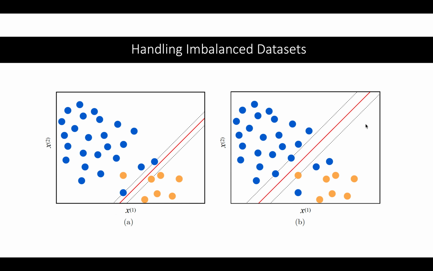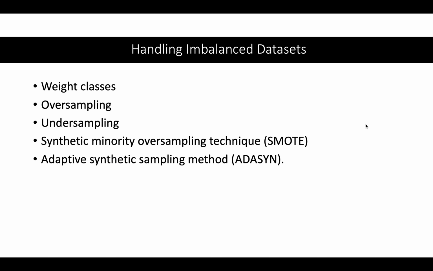And if you set the cost of misclassification of examples of the minority class higher, then the model will try harder to avoid misclassifying those examples. As you see, some support vector machine implementations allow you to provide weights for every class, and by that you could avoid this misclassification to some extent. So that is one of the ways of handling this imbalanced data set.